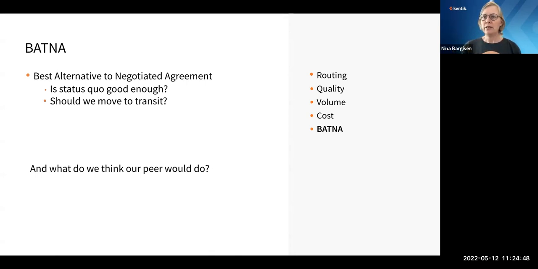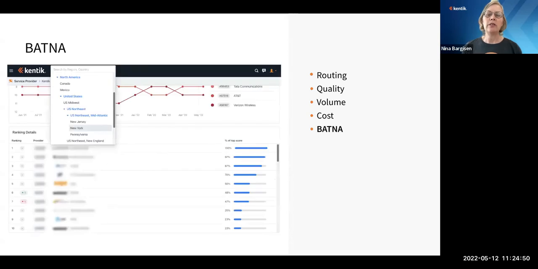Anyways, I think in this case, I would go out and see what kind of transit I could get in the New York City area that could carry the traffic on a more direct path than me hauling it to Chicago and hauling it back. And the Kentik Market Intelligence tool is a great tool to find a transit provider that will have a lot of routes from the New York City area.